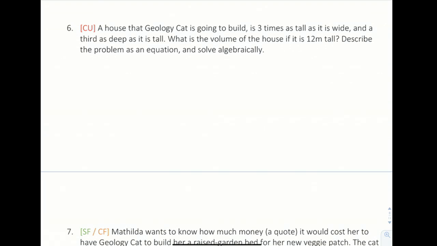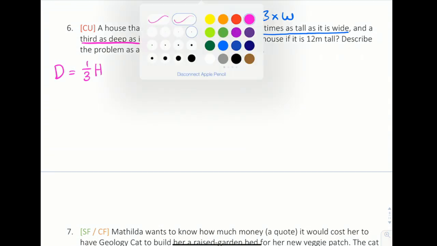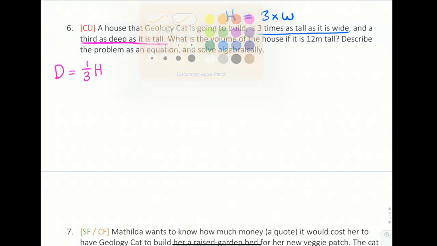A house that Geology Cat is going to build is 3 times as tall as it is wide. So the height is going to be 3 times the width of this building, and a third as deep as it is tall. Let me use a different color for this bit. So its depth is 1/3 of the height. And notice how I'm changing colors. That can be helpful sometimes.